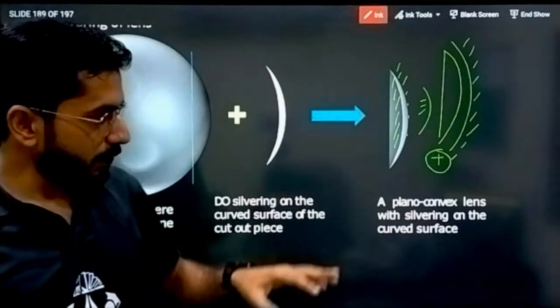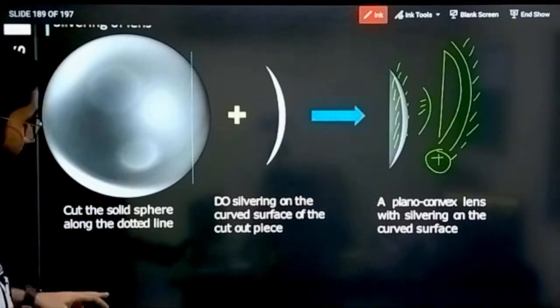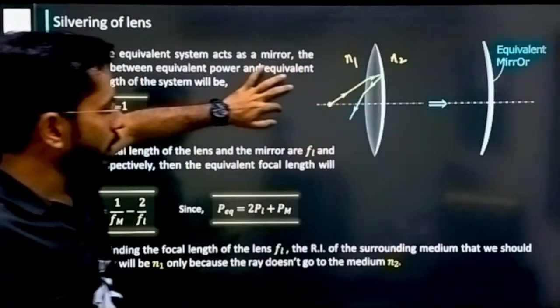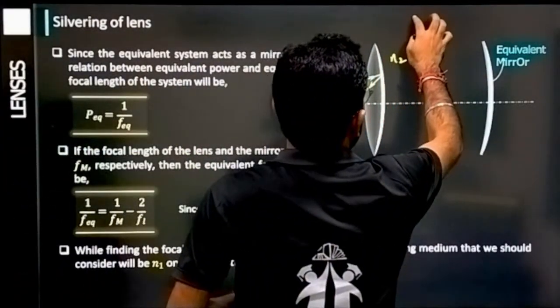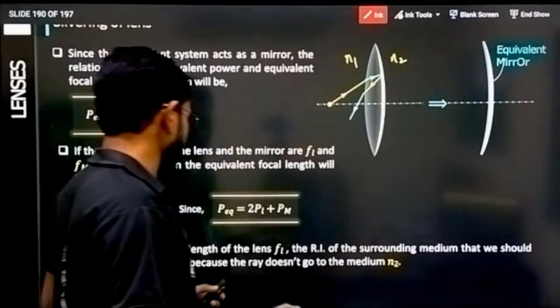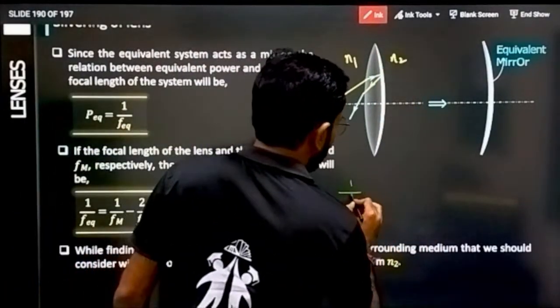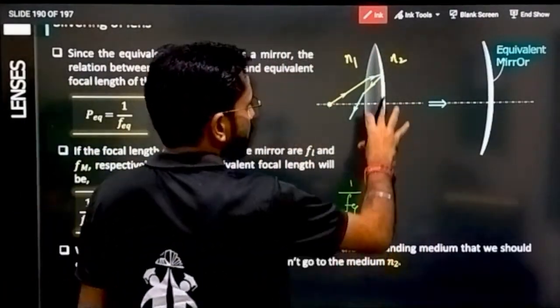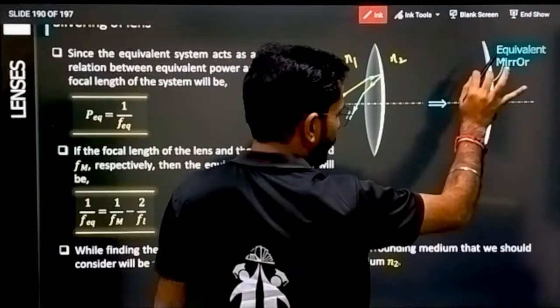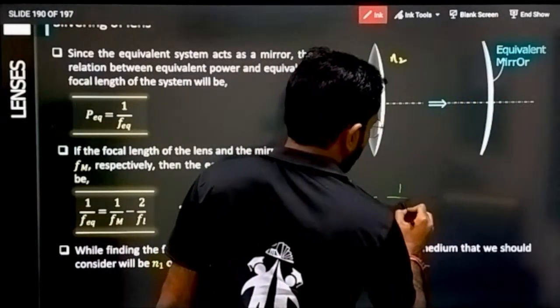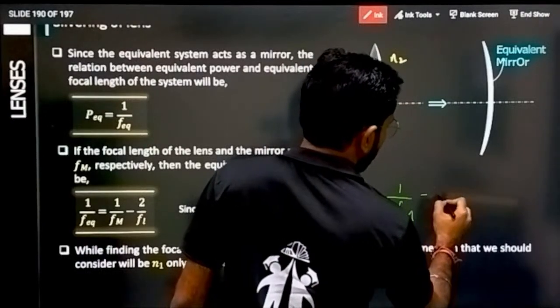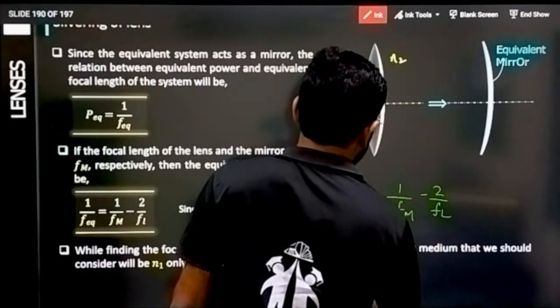Now, if this is the combination, what is the formula for equivalent focal length? It is given here: 1/f equivalent = 1/f of mirror minus 2/f of lens. You can see it becomes an equivalent mirror. Finally, it is going to behave like a mirror. The formula is 1/f of mirror minus 2/f of lens.